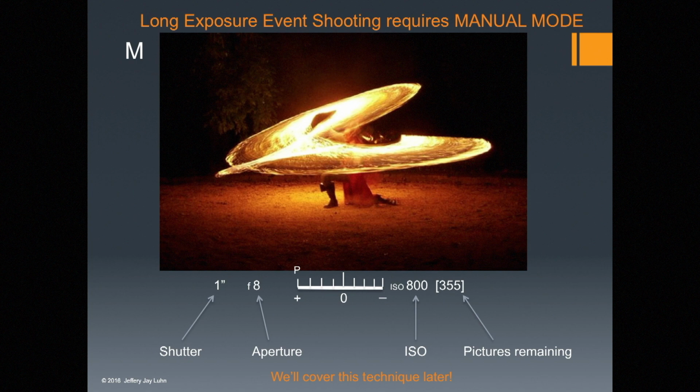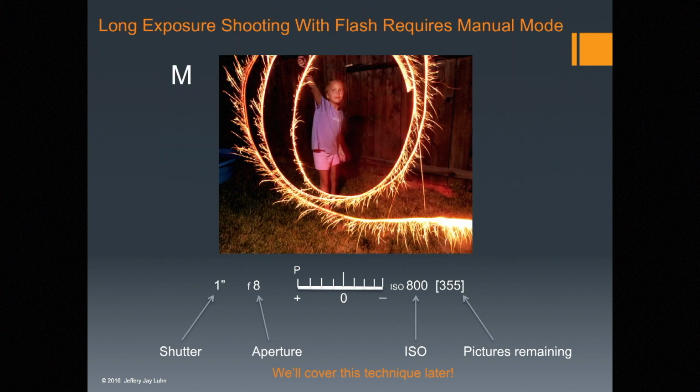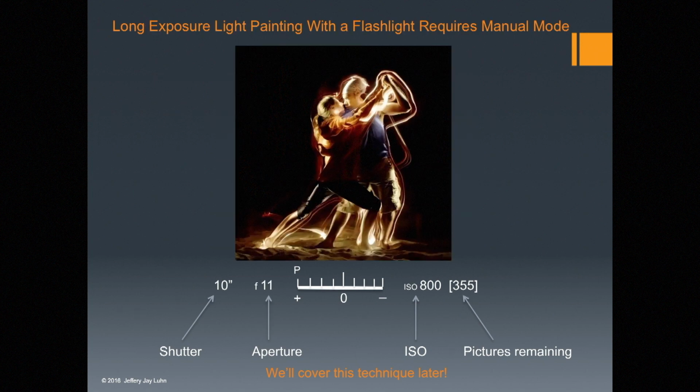This is a shot of my oldest granddaughter. It was also done in manual mode. It was at a full second, and she's just whipping her hand around, and it's getting these light trails from the sparkler. And I also fired a flash to lighten her up and make her still. So it's a combination of flash with a long exposure. And here's another light painting example. It's really a lot of fun.